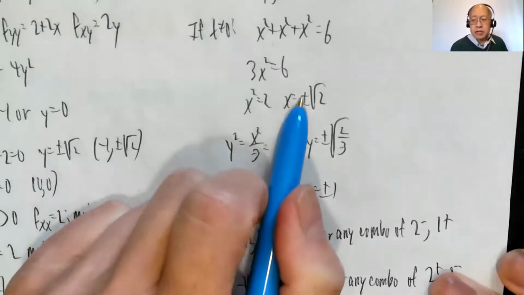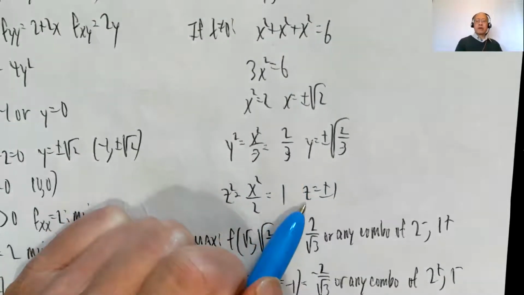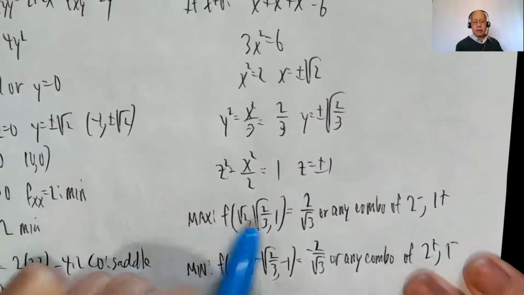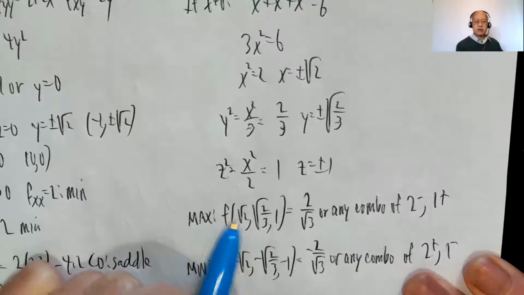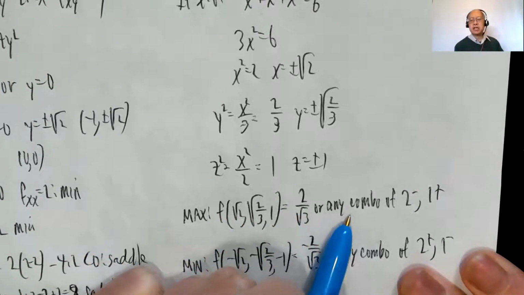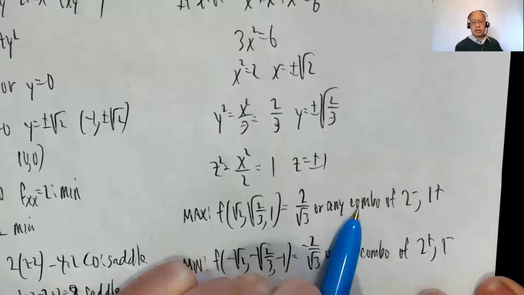So x is plus or minus radical 2, y is plus or minus radical 2/3, z is plus or minus 1. How do I maximize x times y times z? I can make them all positive. So f of (radical 2, radical 2/3, 1) is 2 over radical 3, or any combination of 2 negatives and 1 positive. And that will give me a positive quantity.